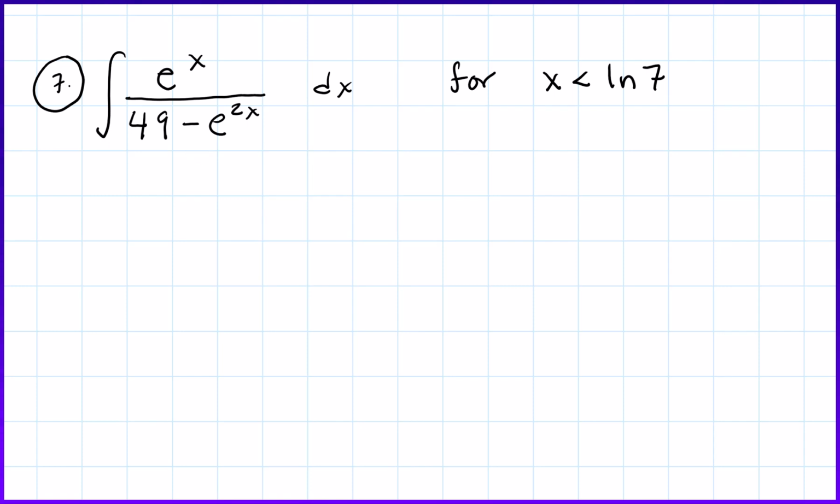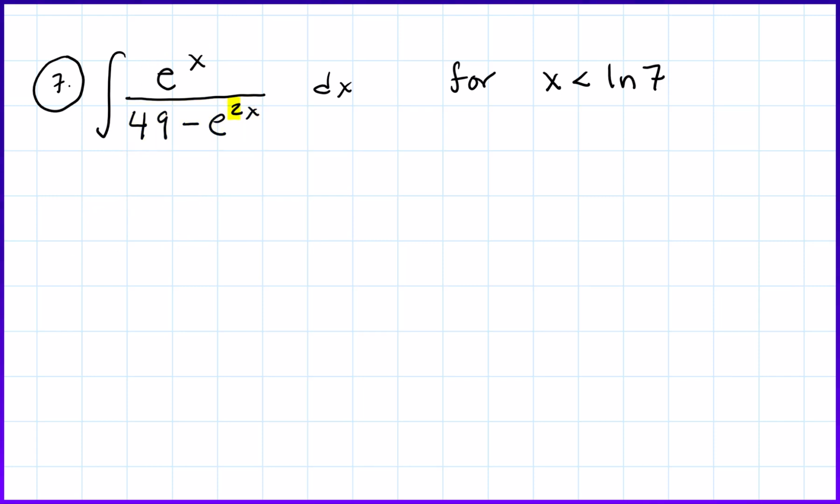Now, I'm looking at this and I'm thinking, I don't know, there's some experimentation that we would do, or some thought process. If I let u be my whole denominator, 49 minus e to the 2x, then my du is minus e to the 2x times 2 dx. And I only have an e to the x in the top. So we do want to go through that process. We want to practice and see, is there a substitution I could do here? Is it a substitution on the whole denominator? And that doesn't quite work.